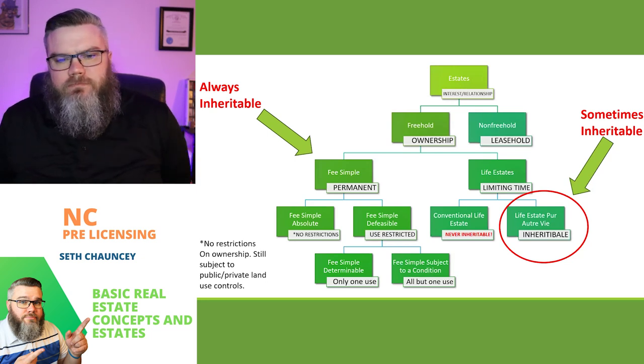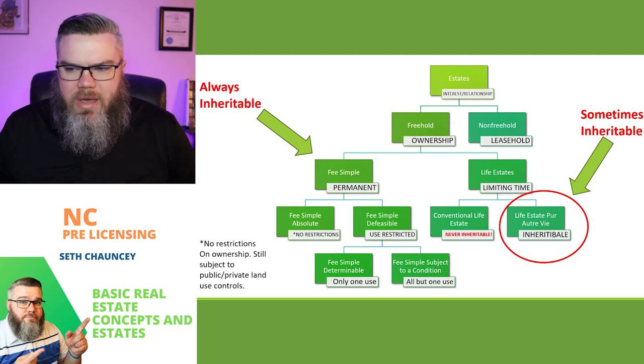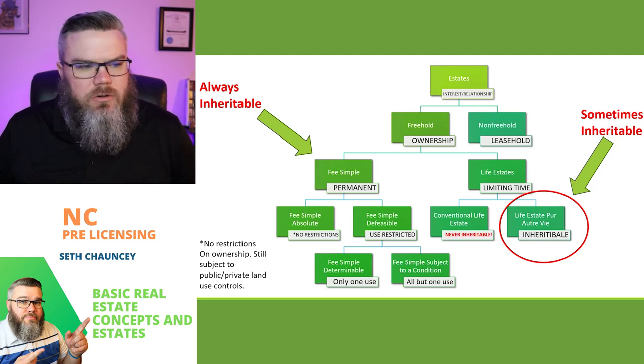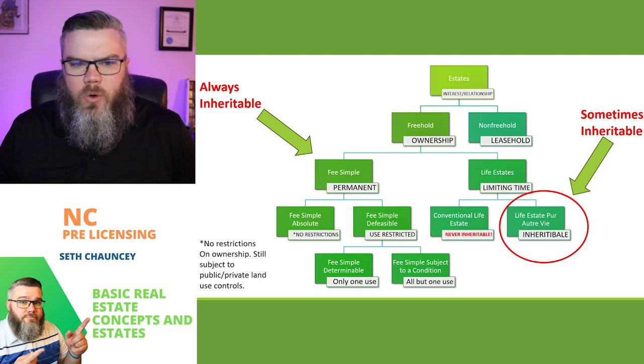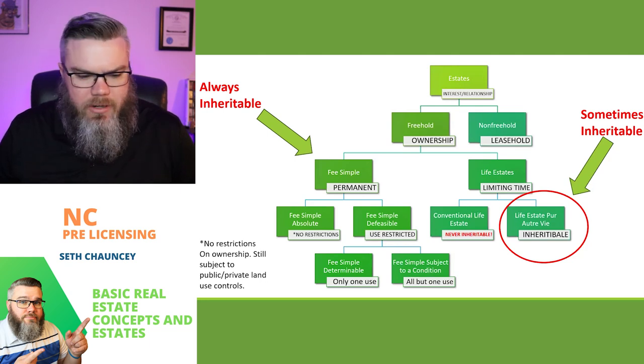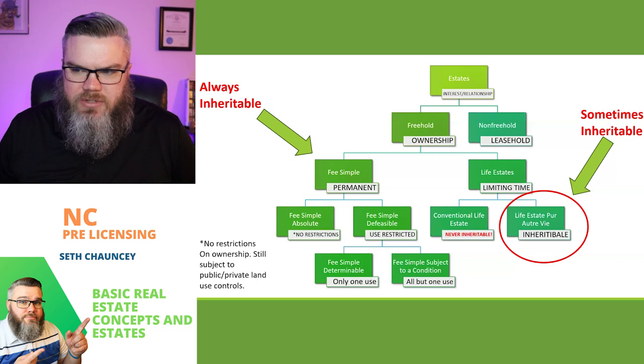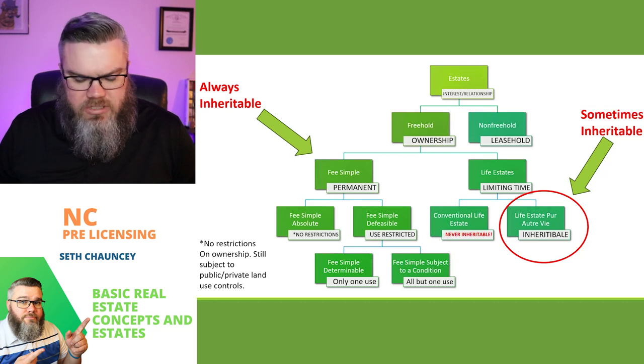So, as you get back, we're talking about estates. Remember, estates, I said, just means some type of ownership or interest in a property. Okay, and we're focusing on the left side. We're freehold estates, which are estates of ownership. And then more specifically, we're going down the fee simple side of things.